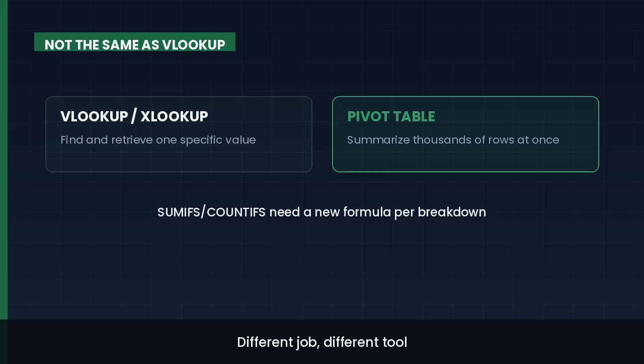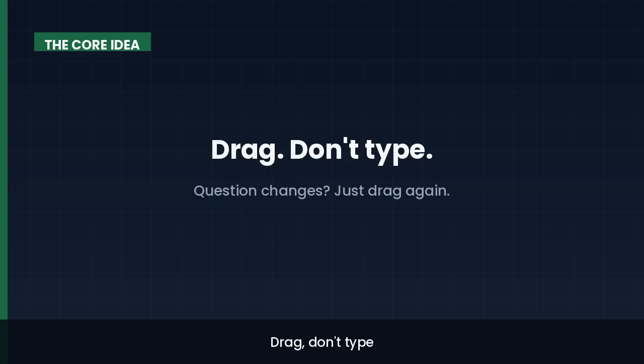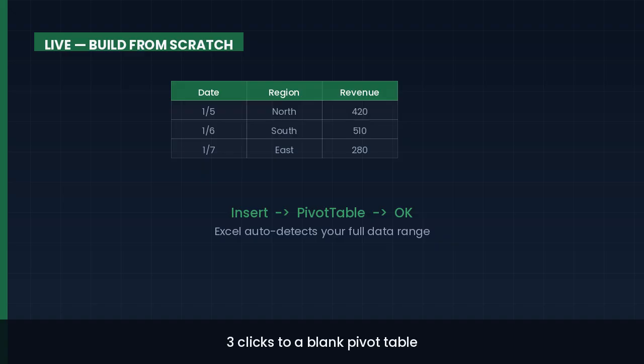Here's the real distinction from what you already know. VLOOKUP and XLOOKUP find and retrieve specific values. Formulas like SUMIFS and COUNTIFS can summarize data too, but you write and maintain a separate formula for every breakdown you want. A pivot table replaces all of that. You build the summary by dragging, not typing, and if your question changes, you just drag again instead of rewriting a formula. Let's build one from nothing.